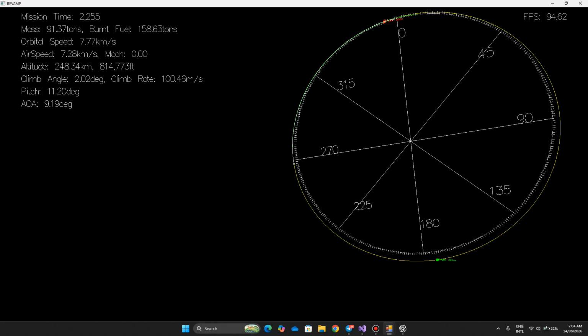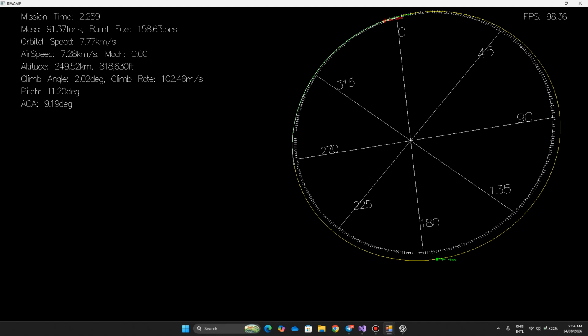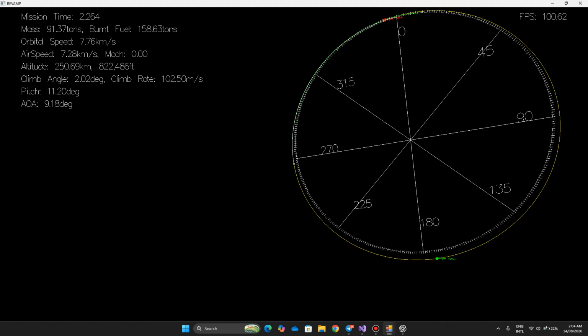And let me see now. Our orbital speed is 7.77 kilometers per second. Just remember that too. 7.77 kilometers per second locked in.